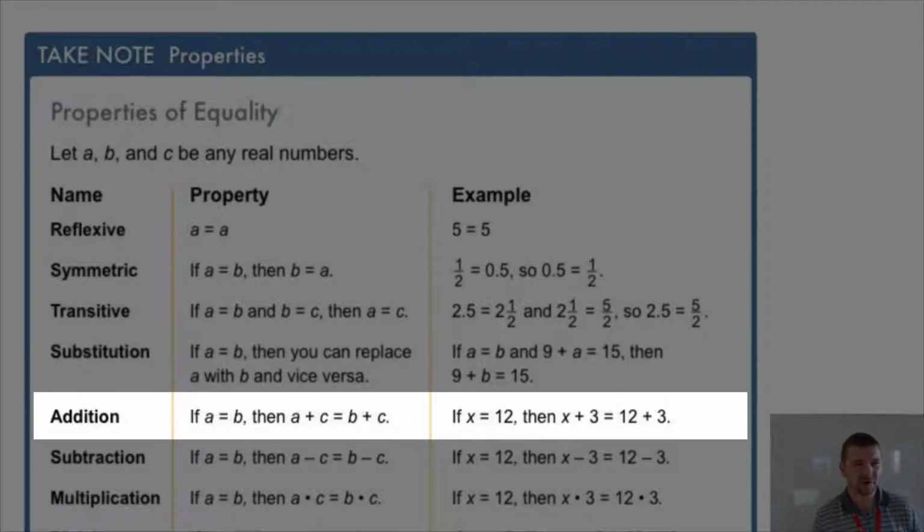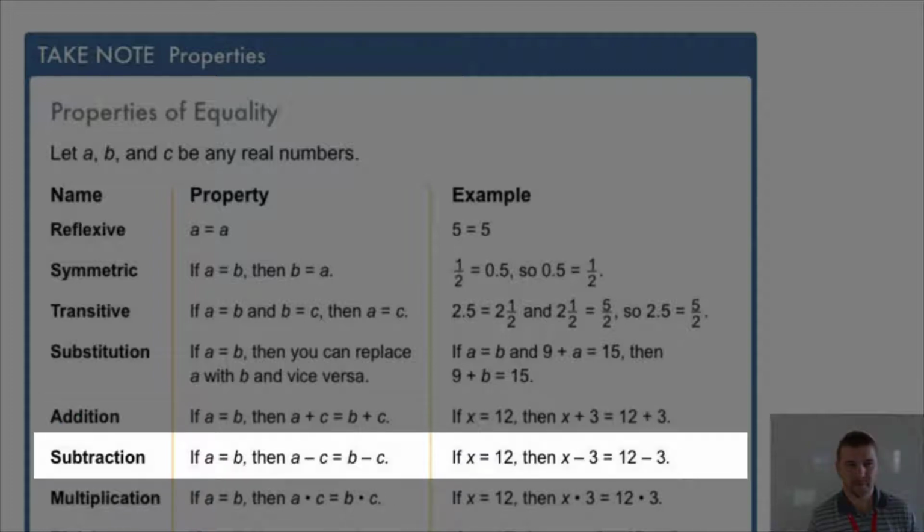The addition property of equality. If A equals B, then A plus C equals B plus C. An example, if X equals 12, then X plus 3 equals 12 plus 3. The subtraction property of equality. If A equals B, then A minus C equals B minus C. For example, if X equals 12, then X minus 3 equals 12 minus 3.